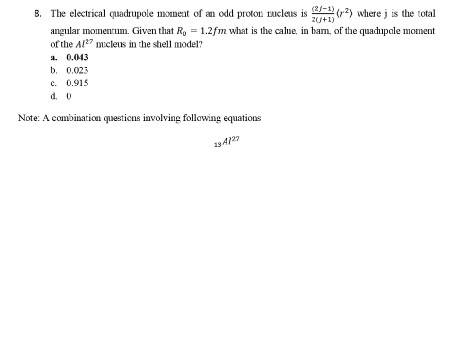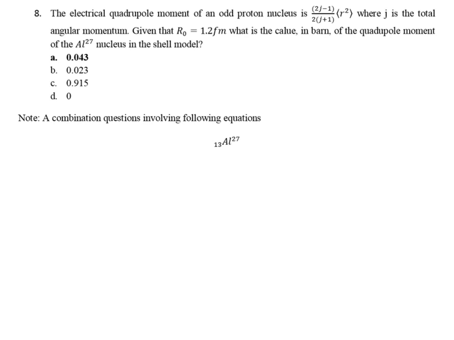Now coming to question number 8. The electrical quadrupole moment of an odd proton nucleus is equal to (2j minus 1) by (2j plus 1) times the average value of r square, where j is the total angular momentum. Given r0 is equal to 1.2 femtometer. Now you are asked to calculate the quadrupole moment in barns.